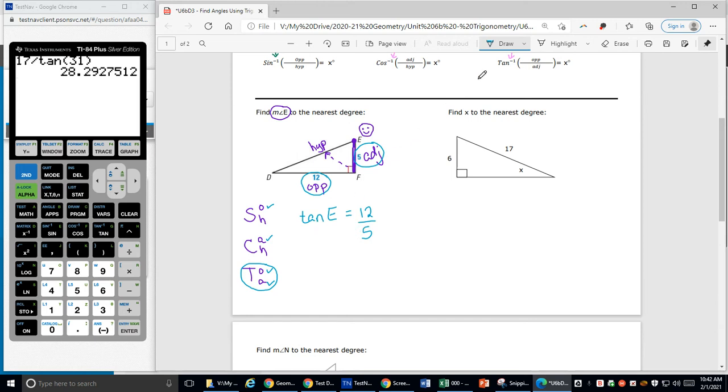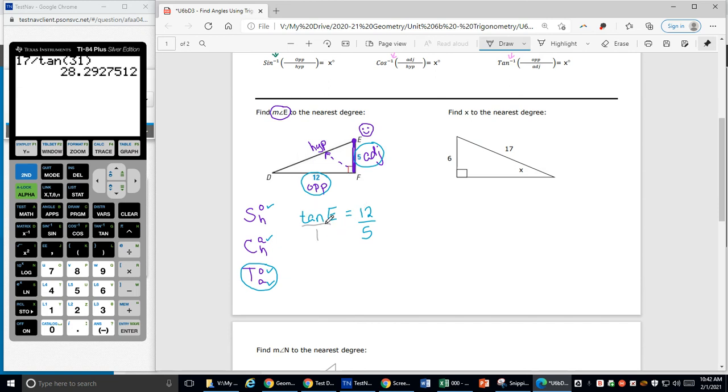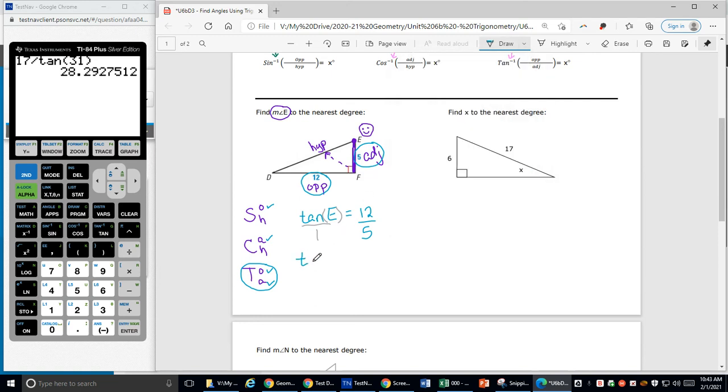Now here's my problem. If I were to put this over 1, when I cross multiply, there's no way to undo that E from the tangent. They are stuck together. You can't separate them. So instead of doing this, we do the inverse to separate these two, to kind of switch these places. So what we're going to do is write it as the inverse. I'm going to do the inverse tangent. So tangent with that little -1 of this answer, 12 over 5, is going to equal that angle E.